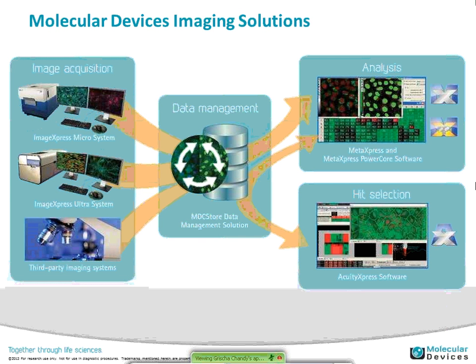So a little bit about Molecular Devices. We offer a complete suite of imaging solutions. From the top left would be the ImageXpress Micro, which Julian uses, which is a wide-field high-content screening system. We also have the ImageXpress Ultra, which is a confocal high-content screening system. We have software tools to bring third-party images into our database. All these products are tied together with a data management solution called MDC Store, and that helps make a seamless interface once you've acquired the images to analyze them with MetaXpress or a high-throughput software option, MetaXpress PowerCore, which I'll talk a little bit about in a second. Additionally, AcuityXpress is a tool that allows for hit selection and higher level analysis. And all of these things are seamlessly integrated.